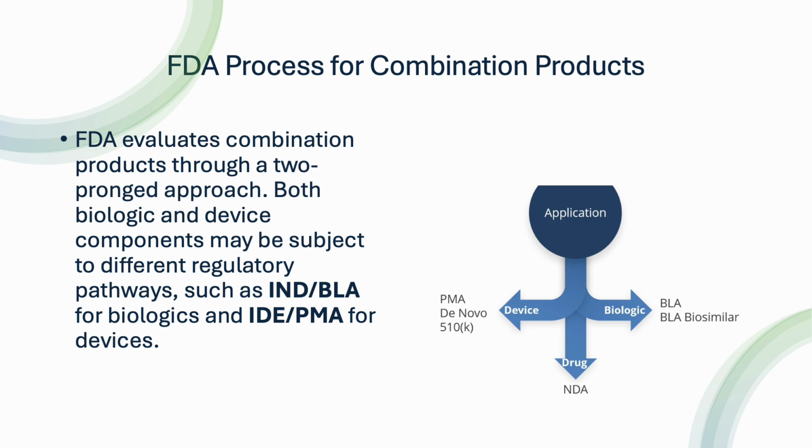So, as I mentioned, FDA evaluates combination products through a two-pronged approach. Both biologic and device components may be subject to different regulatory pathways, such as IND or investigational new drug / BLA or biologic license application for biologics, and IDE or investigational device exemption / PMA or pre-market approval for devices. And this is what we can see in the picture on the right side of the slide.